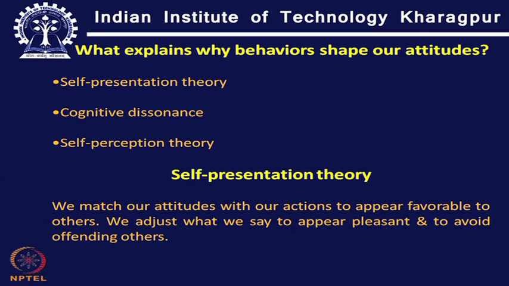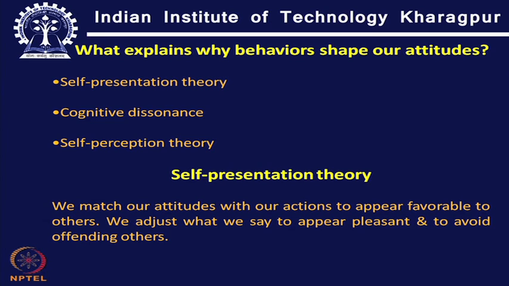What explains why behavior shapes our attitudes? First is self-presentation theory. Second is cognitive dissonance theory. Third is self-perception theory. In self-presentation theory, we match our attitudes with our actions to appear favorable to others. We adjust to appear pleasant and to avoid offending others. This is utilized in the foot in the door technique.